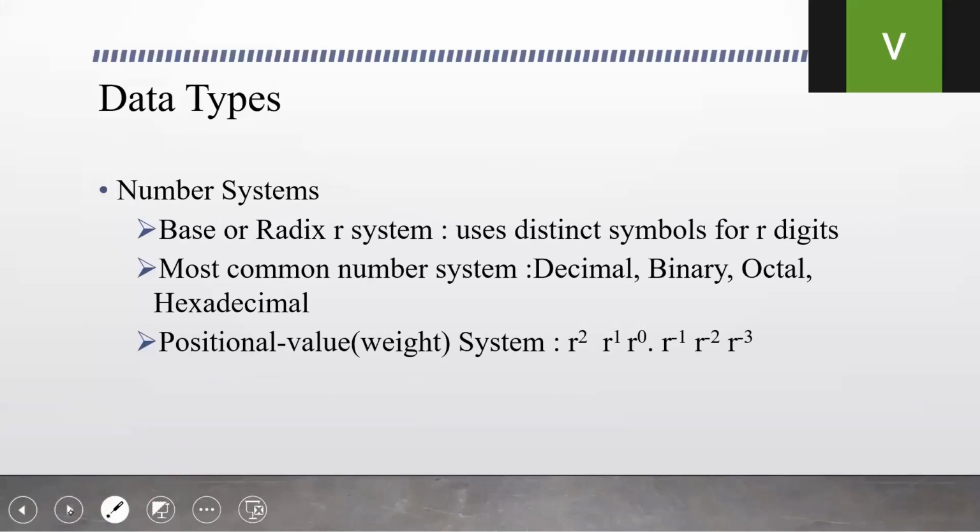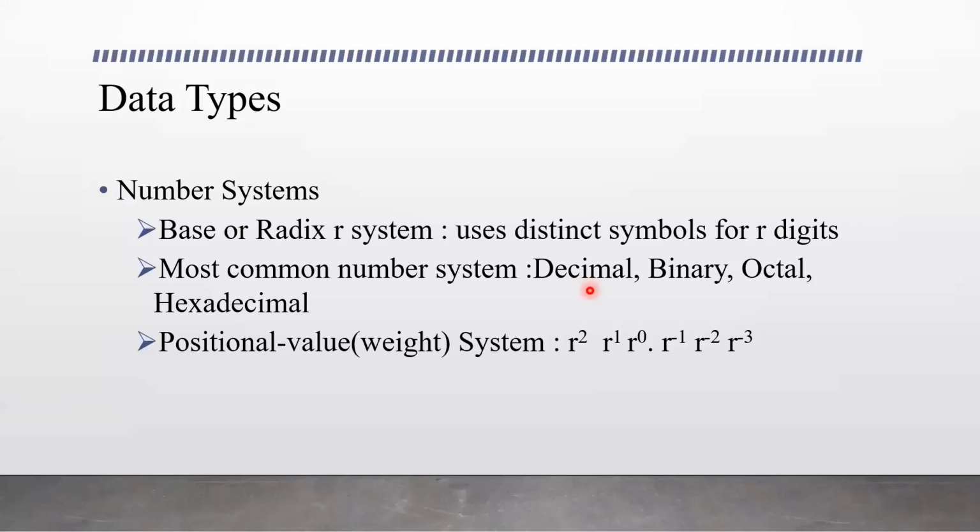We call these together number systems. These are all coded numbers, information coded in different forms. The different number systems are decimal, binary, octal, and hexadecimal. The decimal number system is the one we use. We give the data to the computer in decimal form, we use only decimal numbers, and the computer stores it in binary form.